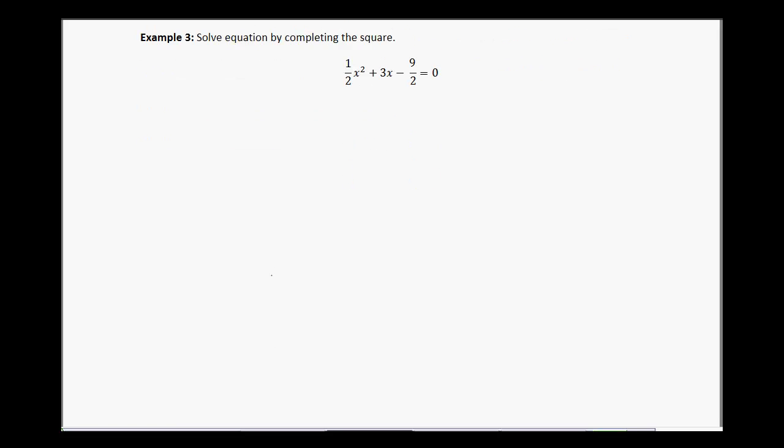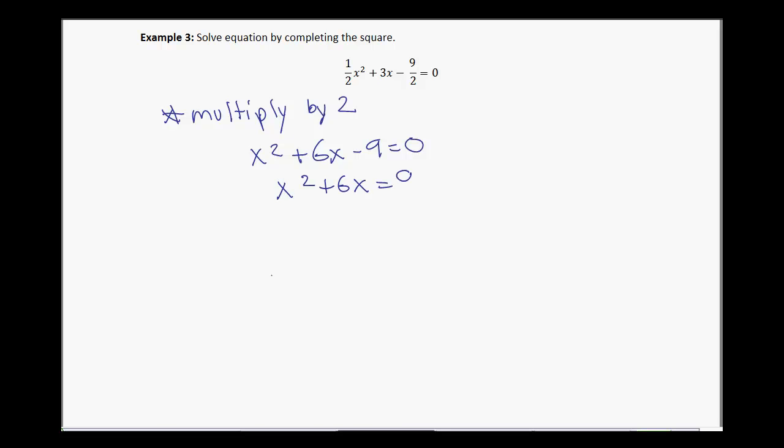Solve the equation by completing the square. So our leading coefficient is 1/2 and not 1. To have a coefficient of 1, we need to multiply the entire equation by 2. x squared plus 6x minus 9 equals 0. And our next step in solving by completing the square, we need to move our constant to the right-hand side of the equation. We have x squared plus 6x equals 9.